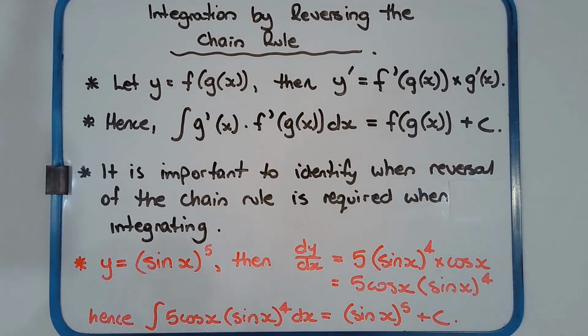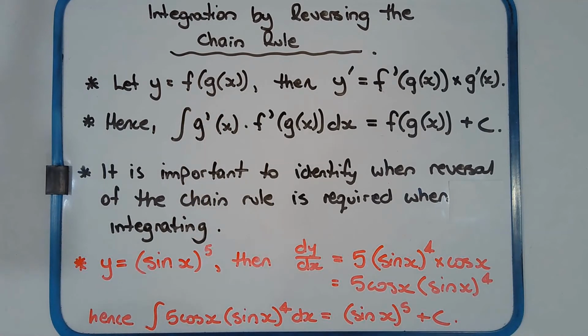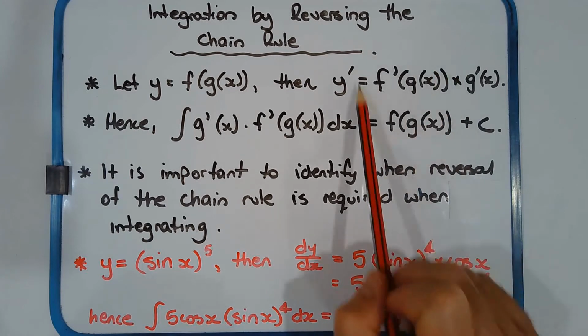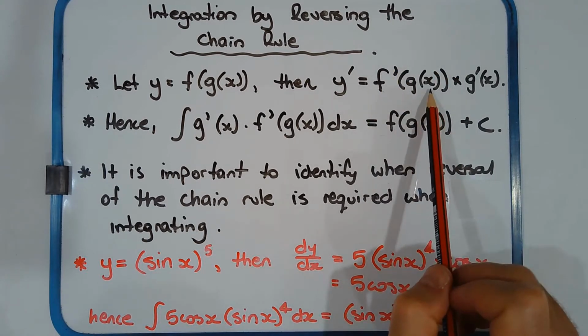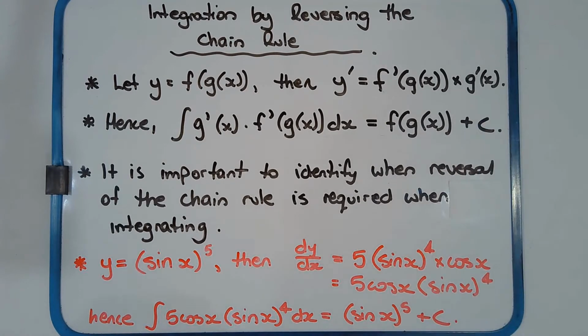Integration by reversing the chain rule. Let y equal the composite function f of g of x. Then the first derivative, y dash, is equal to the derivative of the outer function, f dash of g of x, multiplied by the derivative of the inner function, g dash of x.